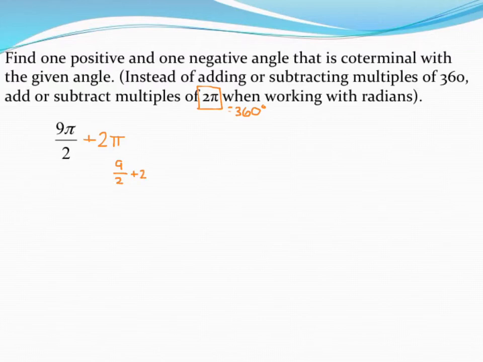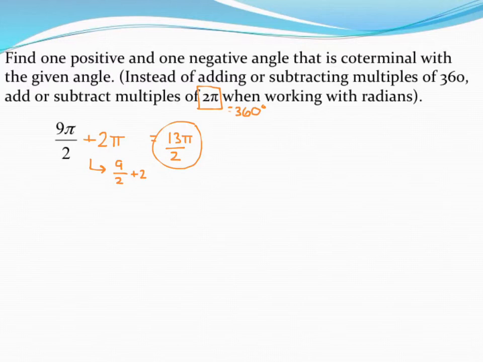If you do these on your calculator, it's going to multiply it in, give you something irrational and drive you crazy. So just type this in if you need to use a calculator as 9 over 2 plus 2. That gets me, and get your answer as a fraction, 13 over 2, and then just remember there's a pi on there even though we didn't type it in our calculator. So 13 pi over 2 is a coterminal angle with 9 pi over 2 radians.